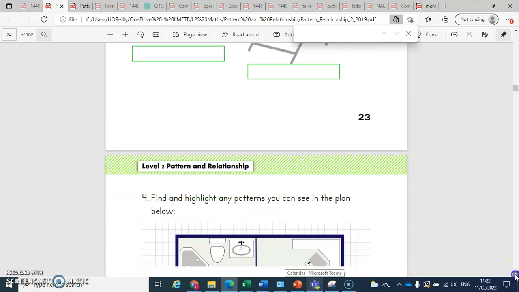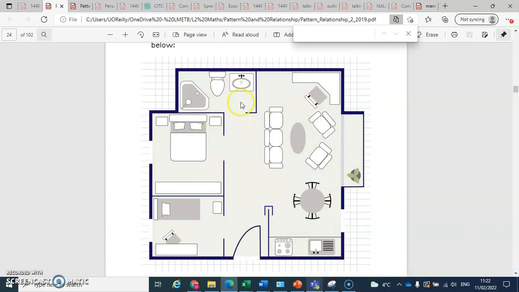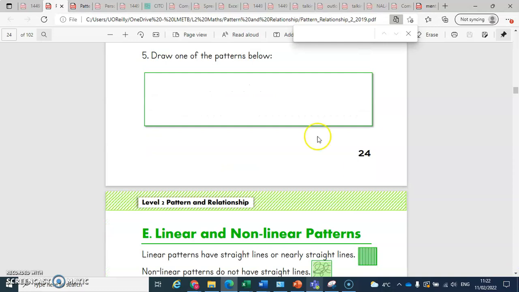And then we spoke about patterns that you can see in this picture here. So I'm going to let you look at that this week and see what patterns you find. We basically described what we saw. So it's a floor plan. You can pick out the patterns that you recognize in there, and you can draw one if you want.